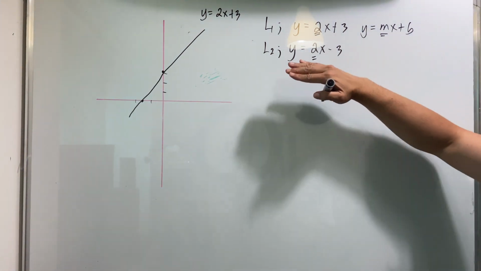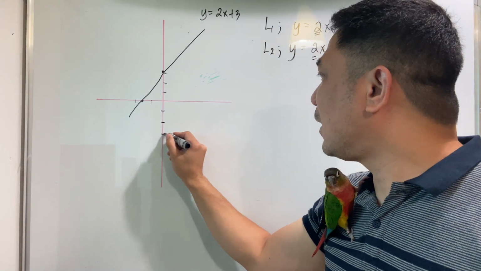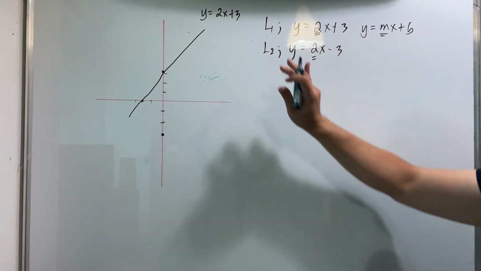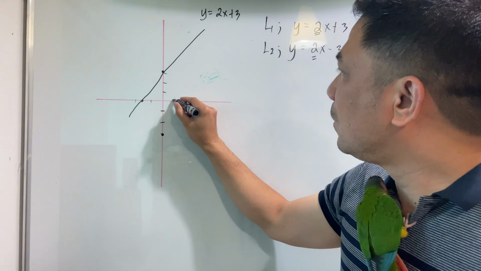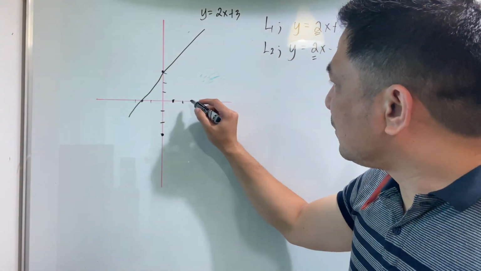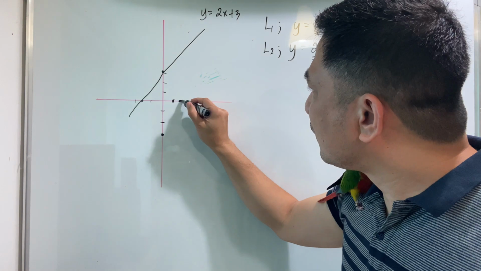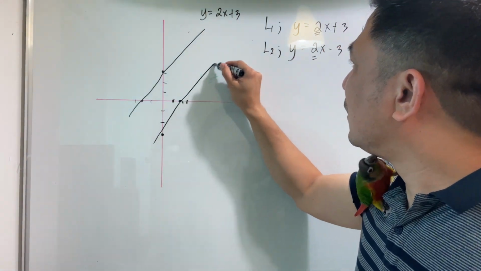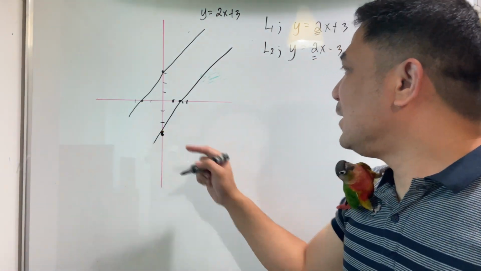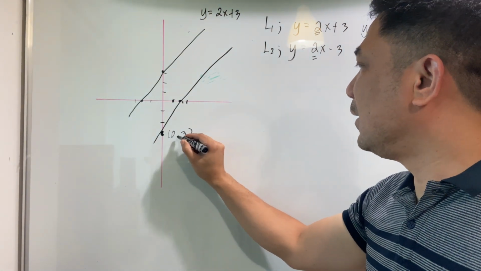For the second line, if x is 0, y is equal to negative 3. If y is 0, x is equal to 1.5. Let me space this a little bit, so 1.5 here. If I try to redraw this, this is the line. Just imagine that the line intersects at (0, -3).